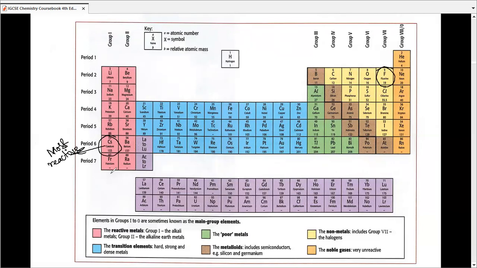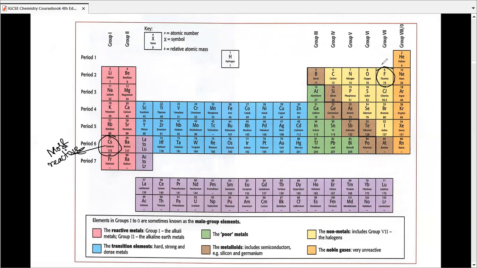Francium is more reactive than cesium, but we hardly have 17 atoms of francium at a time in the world. As it is radioactive, it keeps on decaying or disintegrating. So we talk about cesium because it is at least available in the amounts where we can use it for good purposes. And the exact opposite is fluorine.